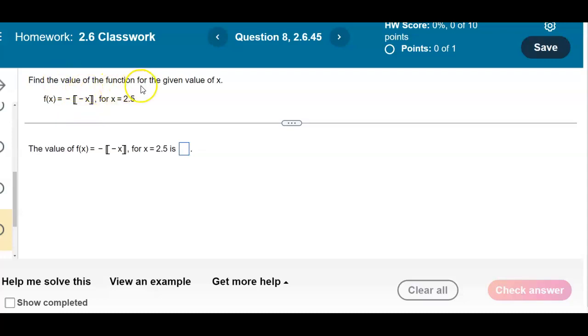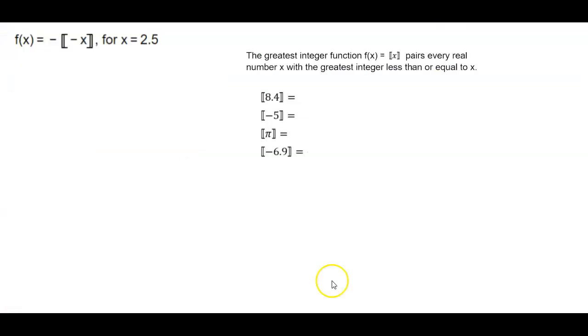Find the value of the function for the given value of x. We have f of x, which is equal to negative the greatest integer of negative x, for when x is equal to 2.5. Okay, so let's go ahead and talk about the definition of the greatest integer function.